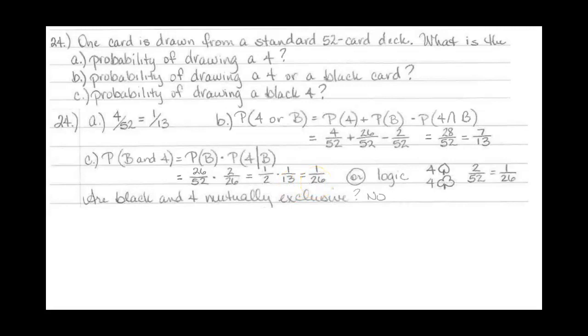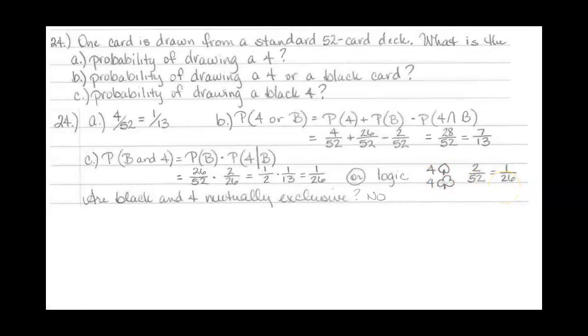Now, you could also just use common sense for this problem and figure it out with logic if you wanted to. If you're saying how many cards in the deck are black 4s, well, like we said, there's a 4 of clubs and a 4 of spades. There's only 2 out of the whole deck of 52, and again, that would reduce to 1 out of 26.